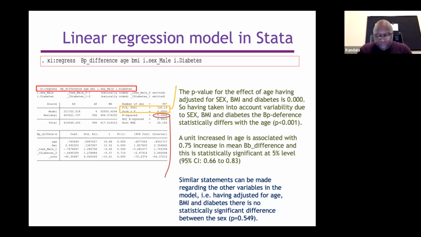And this kind of interpretation can be made with other variables, the diabetes status, and so on. But the key there is the fact that R square has increased, the model is still good, and we are able to account for other factors that may interfere with the relationship between age and the difference in blood pressure.